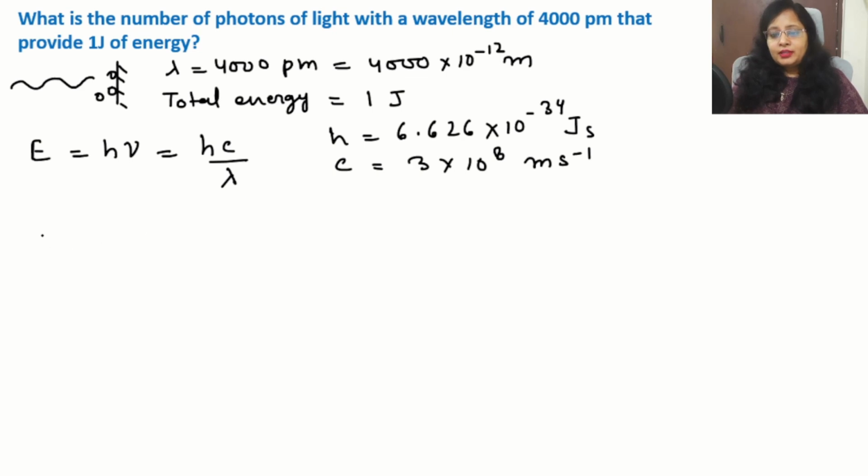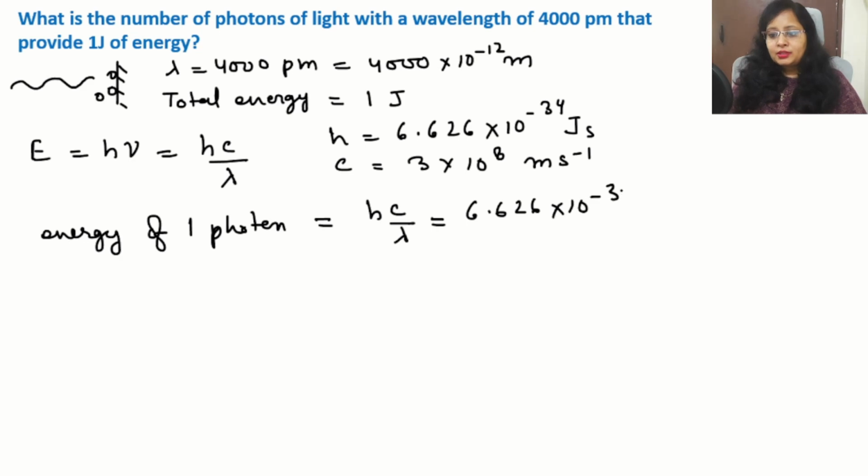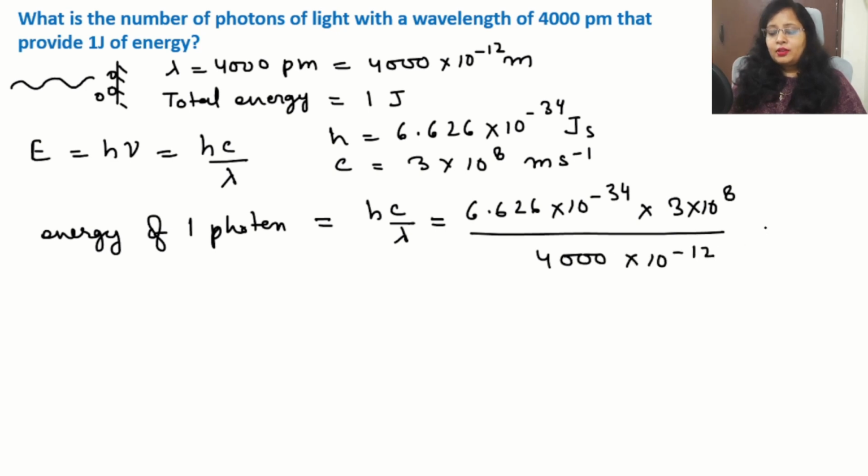So we can write like this: energy of 1 photon we can get by hc by lambda. Putting the values, 6.626 into 10 to the power minus 34 multiplied by 3 into 10 to the power 8, which in turn is divided by 4000 into 10 to the power minus 12, and the unit of the energy is joule. Simply we have this. Now come to the next step.